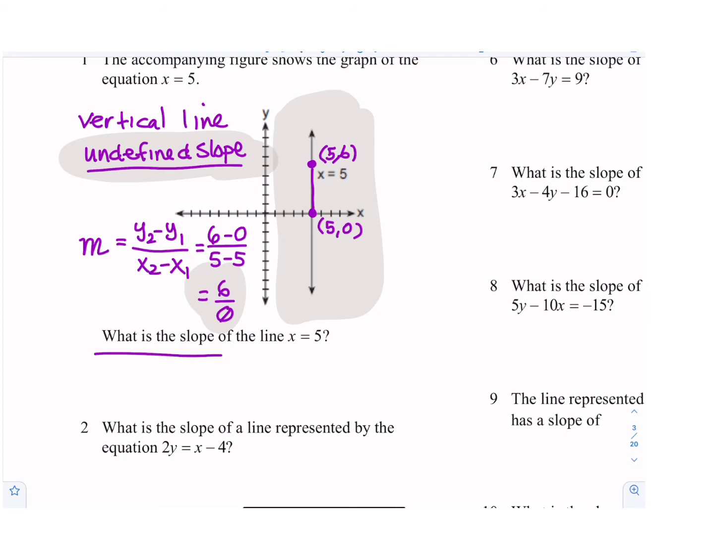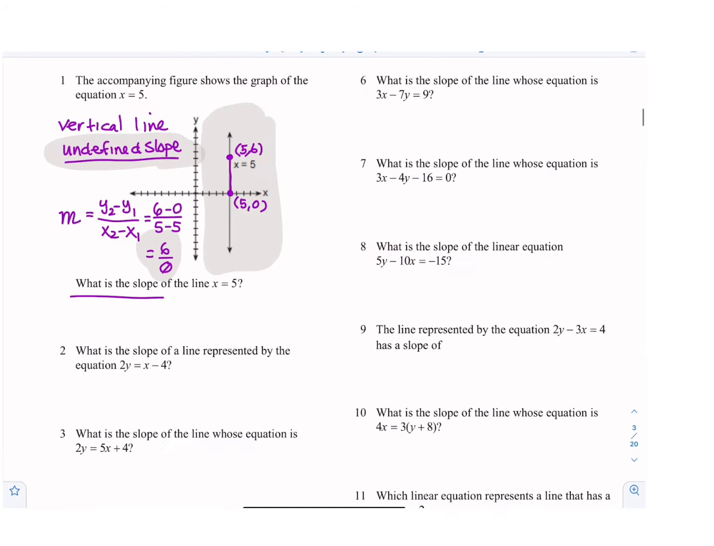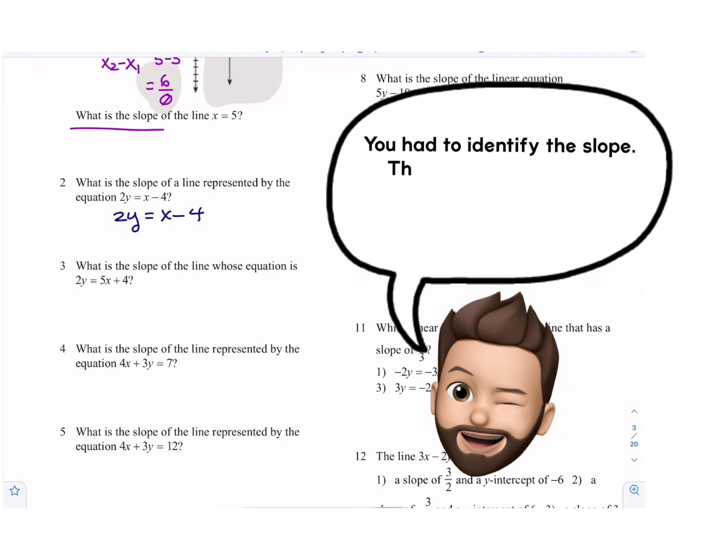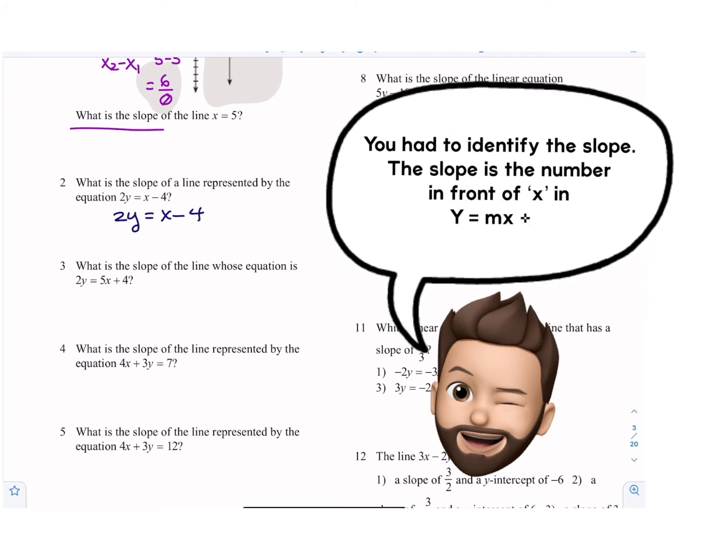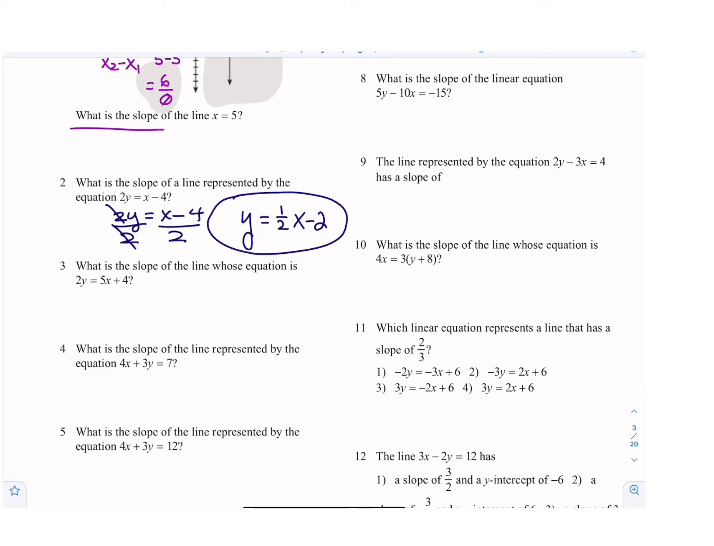Alright, so I'm going to go through each one of these problems pretty quickly, so just follow through with me and pause the video if you have any questions. Alright, so number 2, we have 2y equals x minus 4, and we're going to divide by 2 on both sides. Okay, canceling there, we're going to get 1y, and on the right-hand side we're going to have 1/2 x minus 2. Number 3, we're going to divide both sides by 2, and we're going to get y is equal to 5/2 x plus 2.